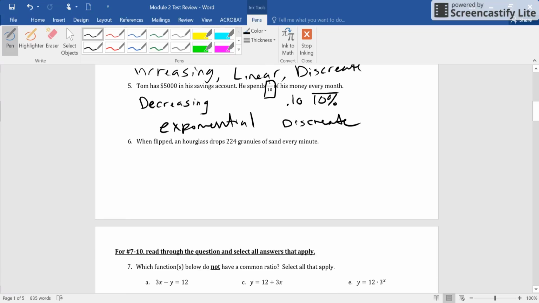Okay, when flipped, an hourglass drops 224 granules of sand every minute. All right, so that's decreasing. It's losing sand. Okay, it is linear because it loses 224 every minute. Okay, and since that's at a constant rate, I know that it is continuous. Because you can actually stop this and say how much is there at half a minute, and since it's at a constant rate, I can tell you it would be 112.